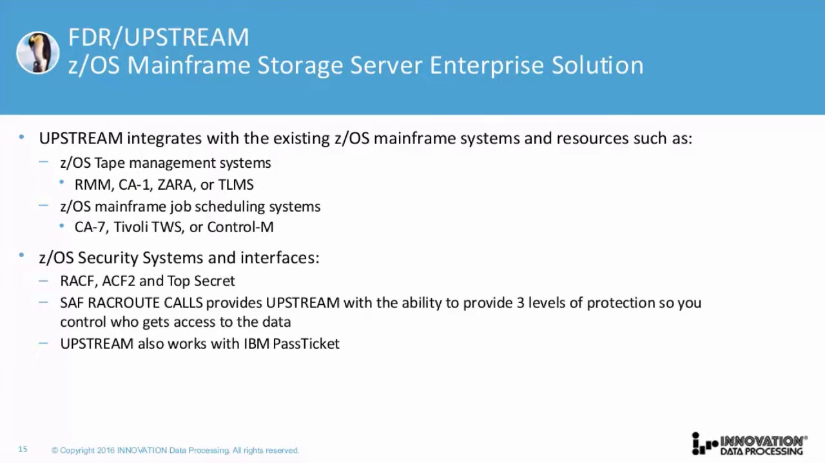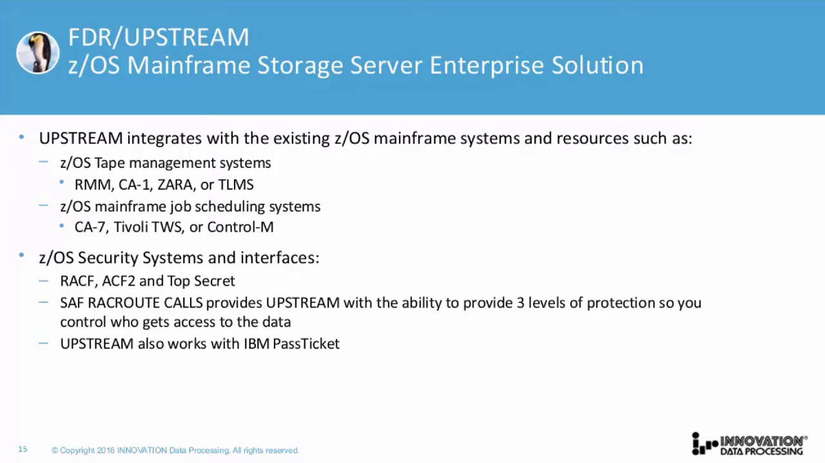It also works with the security systems and interfaces, RACF, ACF2, and Top Secret. SAF RACROUTE calls allow Upstream to provide 3 levels of protection so you can control who gets access to the data. Upstream also works with IBM PassTicket. PassTicket is a security service that allows any authentication via the storage server to be done using auto-generated hidden password strings. Upstream also honors any local security, so if somebody does not have the local authority to write a file, they cannot restore it.